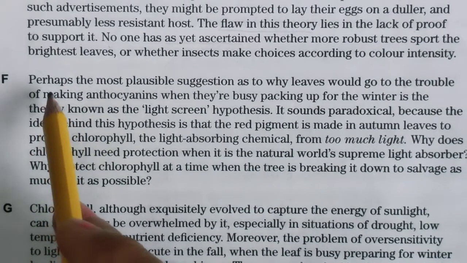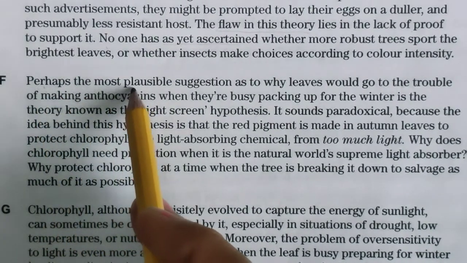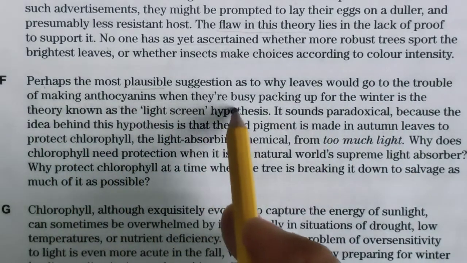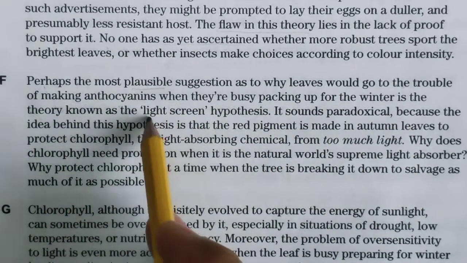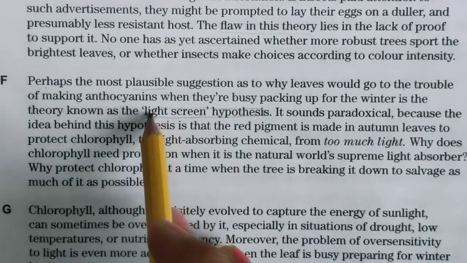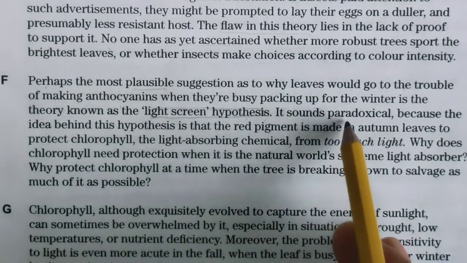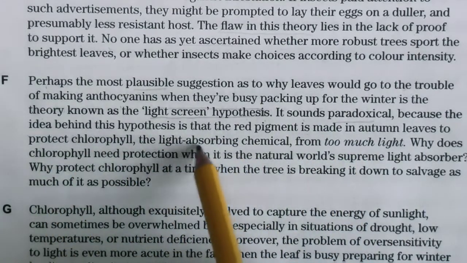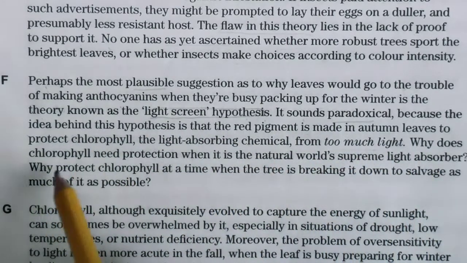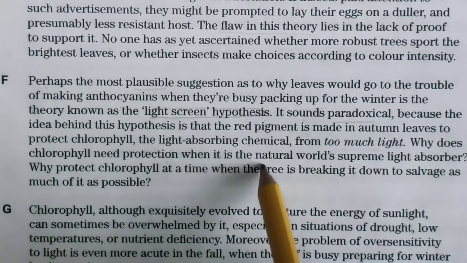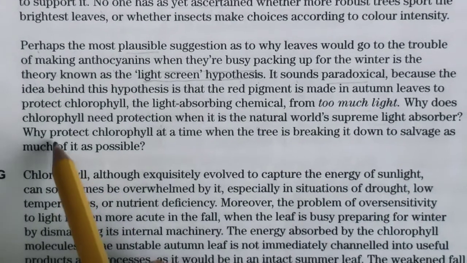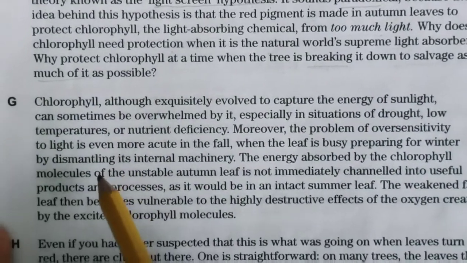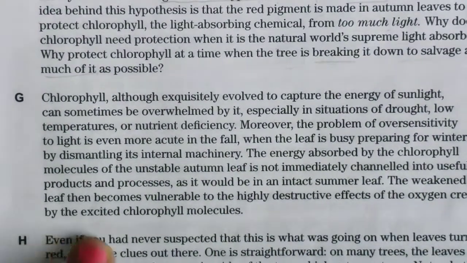hurriedly. F paragraph. Perhaps the most plausible suggestion as to why leaves would go to the trouble of making this when they are busy packing up for the winter is known as a theory. Yes, this was in the fill in the blanks notes. So it sounds paradoxical, because the idea behind this light absorbing chemical from tumor. Why does chlorophyll need protection when it is the natural supreme light? Why protect? The tree is breaking down to salvage as much as possible. Okay, let's look at the options.